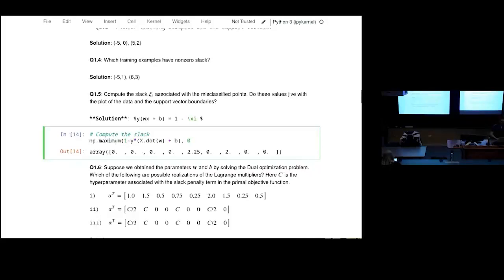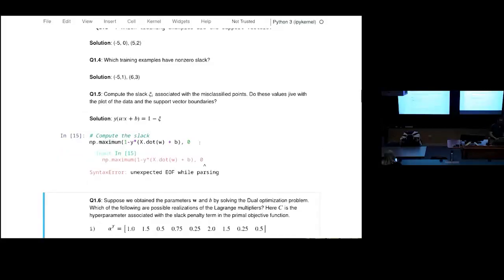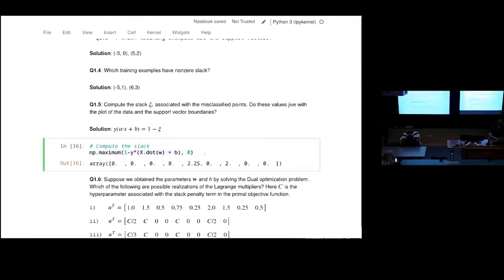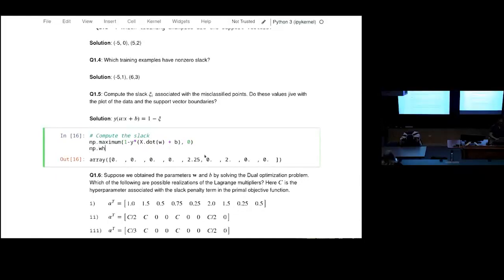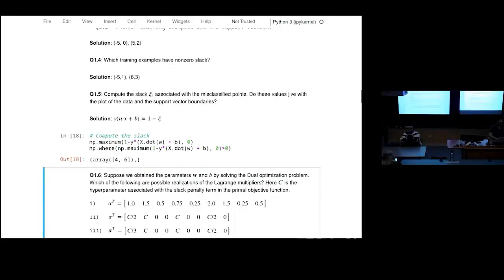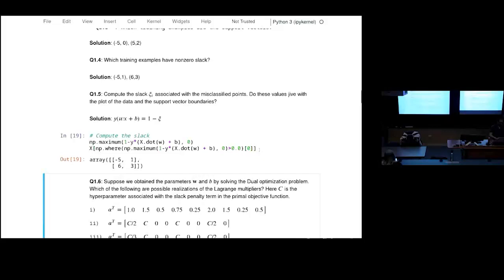If you use NumPy, there is a difference between maximum and max. The max will just give you the maximum value of the array, but maximum will give you the element-wise maximum of 2 arrays. Okay? We can check that our result is correct. I can do np.where is greater than 0. All right.